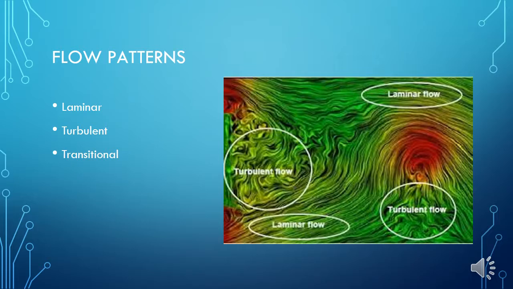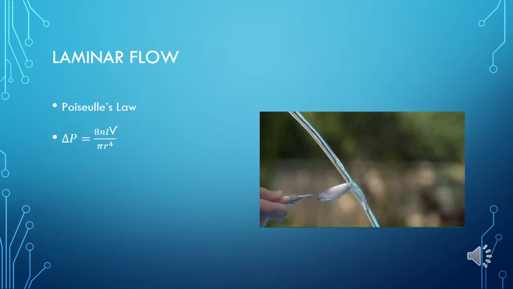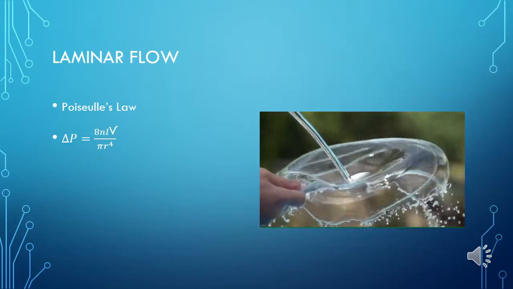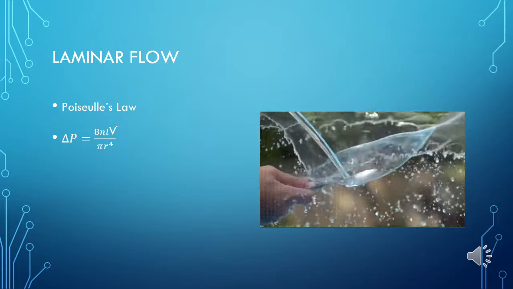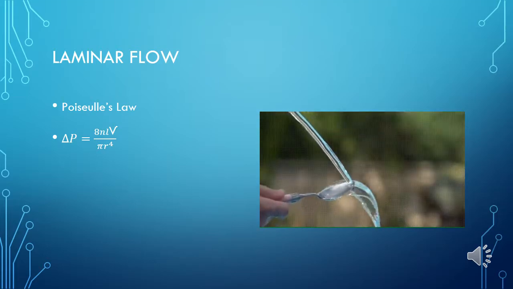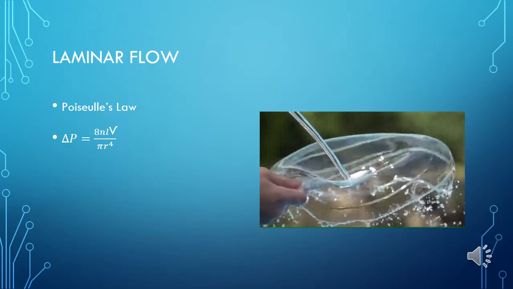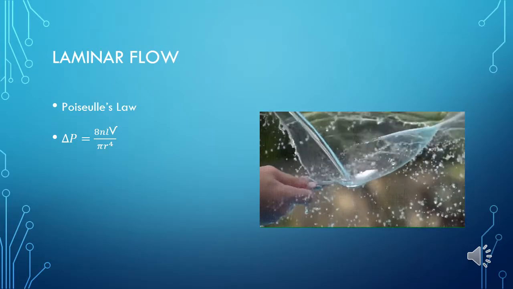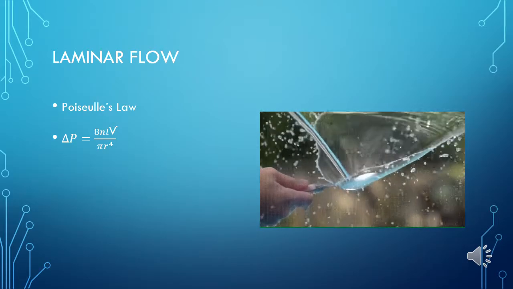So now we're going to move into some flow patterns. There's 3 patterns of flow that go through tubes. We know them as being laminar, turbulent, or transitional. Okay, so in laminar flow, this is when fluid moves in discrete cylindrical layers or streamlines.